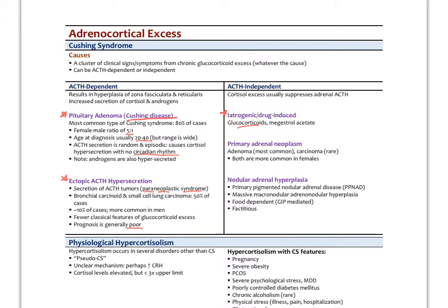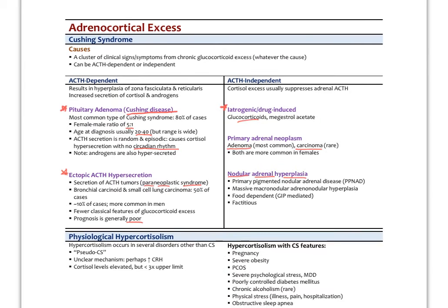Having a primary adrenal neoplasm, adenoma is going to be the most common. Much less common would be carcinoma. Both are more common in females. And then there's a condition called nodular adrenal hyperplasia, where we get nodules of overgrowing adrenal tissue that are hypersecreting. I won't go into that. There are a lot of variants of that as well. So those are the two main forms of Cushing's.